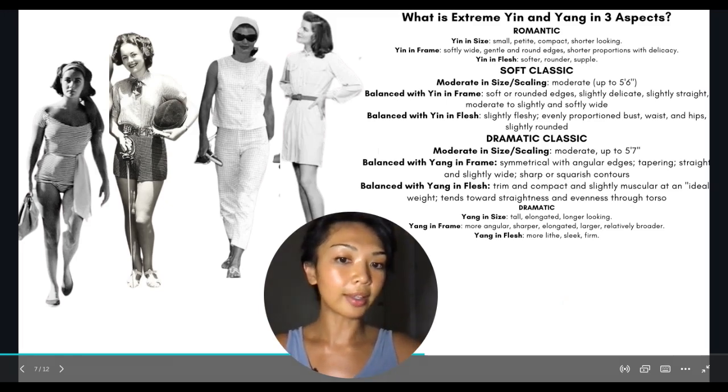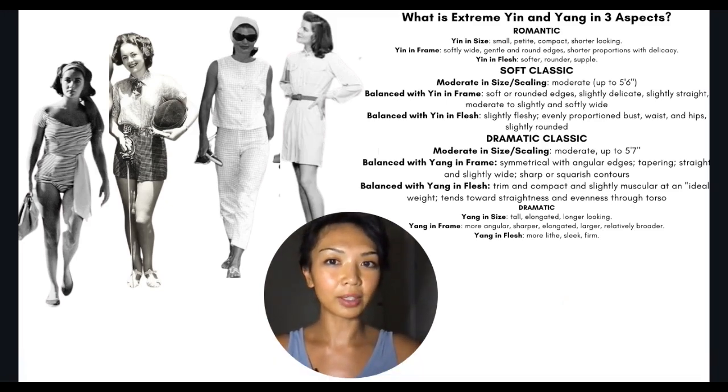And to give you the spectrum so that you can more clearly see the progression of the journey, let's start off with super yin, romantic Liz over here. Look at her silhouette. Notice all three aspects. You add a little bit of yang to her size, her frame, and her flesh, and you get a little bit more of this, of Olivia. You get more elongation, a little bit more straightness, but you maintain the soft edges and the overall gentle nature of your silhouette.